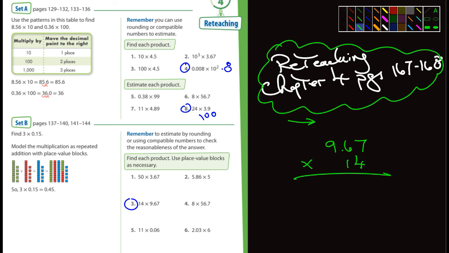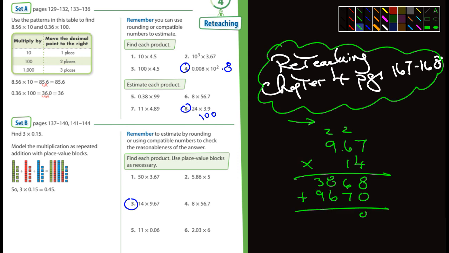So let's see here. 4 times 7 is 28. Put down the 8, carry the 2. 4 times 6 is what? 24 plus 2 more is 26, put down the 6, carry the 2. 4 times 9, what's that? 36 plus 2 more is 38. So put down a placeholder 0 on the second row. 1 times 7 is 7. 1 times 6 is 6. And 1 times 9 is 9. Now we just simply add them up.